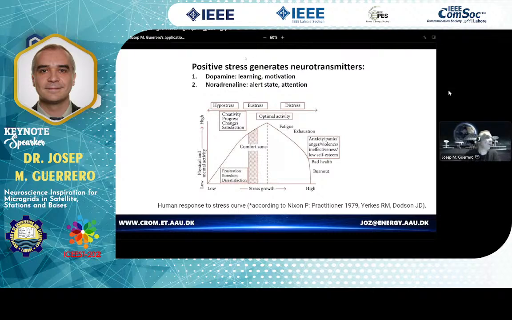So moderate levels of stress come with neurotransmitters, and neurotransmitters are the ones who allow good transmission of information between neurons. Because as I mentioned before, our brain is not purely electrical. We need neurotransmitters to create the communication. So this means we have dopamine, one of them, which gives you learning and motivation, and noradrenaline also, which by the way also comes from the heart, which gives you alertness and attention.